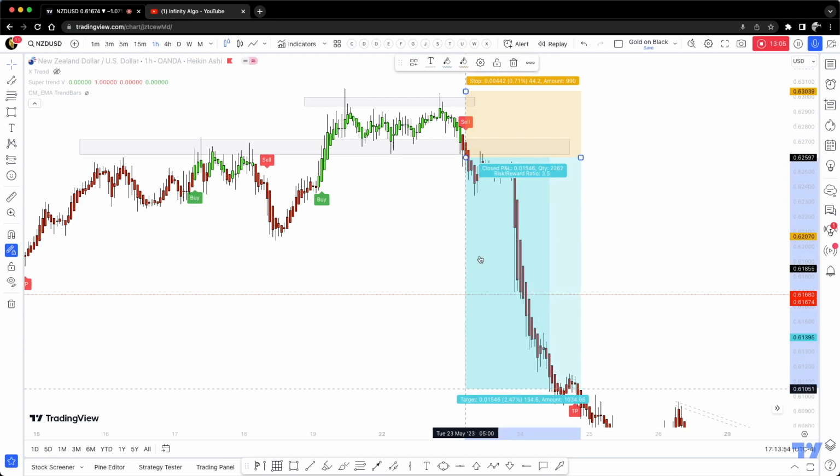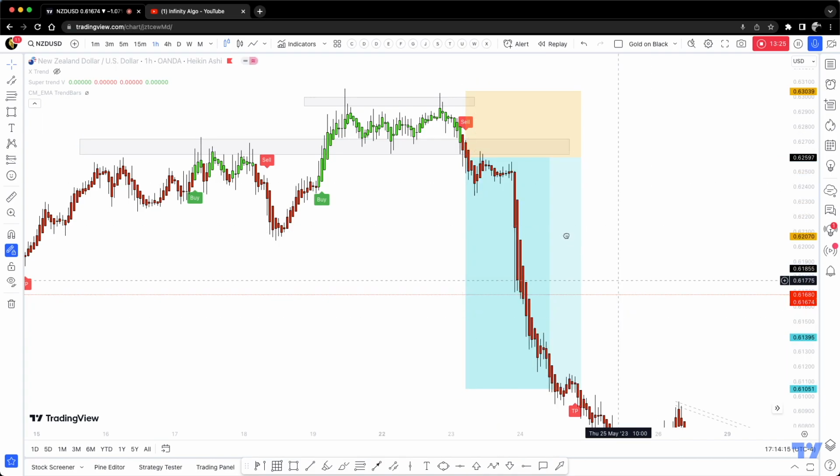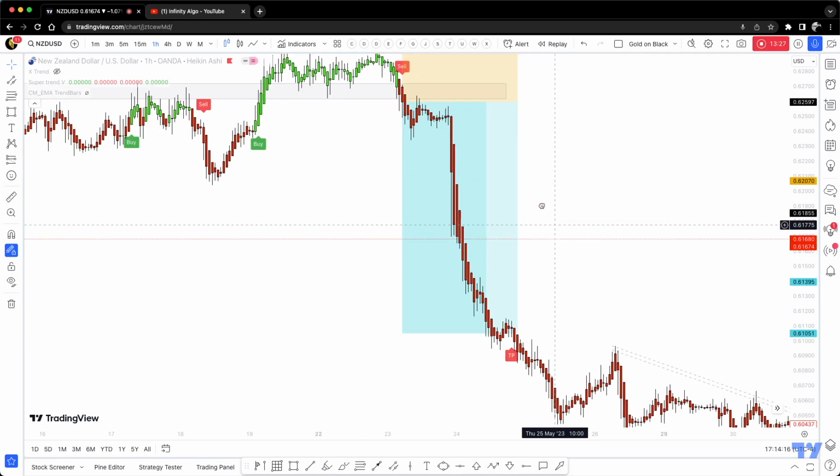That's why I decided to include the CM EMA trend bars. So if you are not getting the TP, you are at least getting the candle turning red. So that's a sign for you to do something. Either take partial profits, get out, put the stops on break even, just in case it's going to start turning around on you. So right there, you had a nice break of structure to the downside.